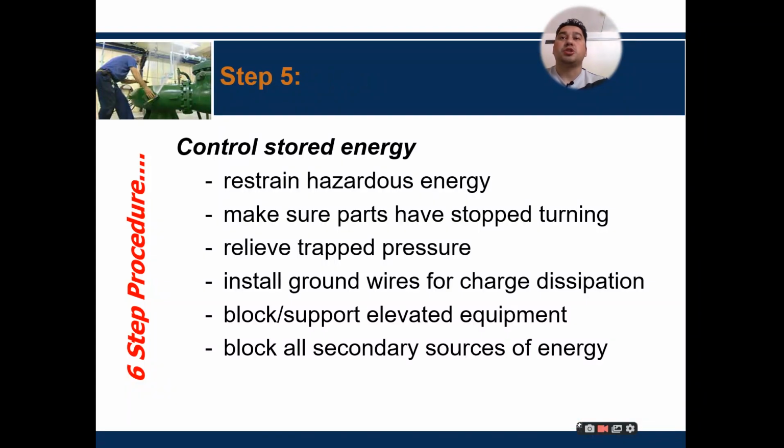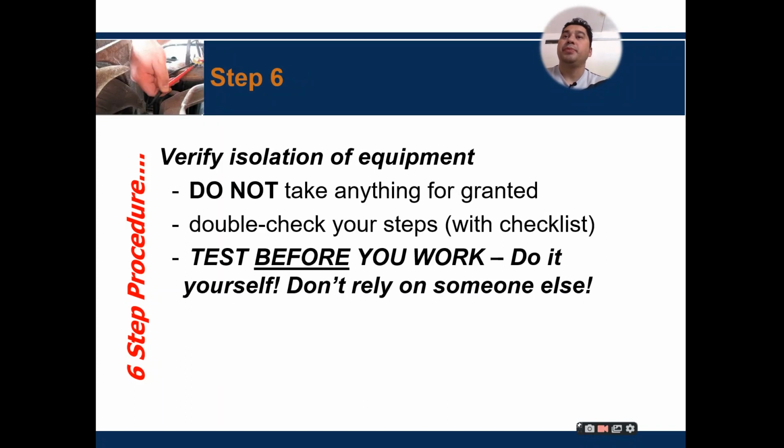Step number 5, control stored energy. How will you control the stored energy? You have to restrain hazardous energy. Make sure parts have stopped turning. Relieve trapped pressure, whatever pressure is inside the machine, like any steam, any electrical source, or any gas or other thing that you have to release. Install ground wires for charge dissipation. Block and support elevated equipment. Block all secondary sources of energy.